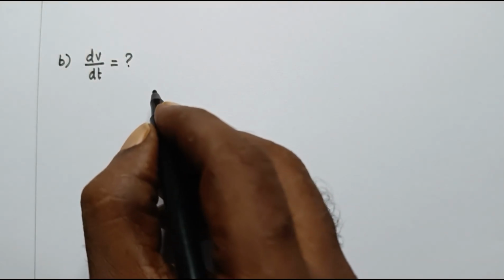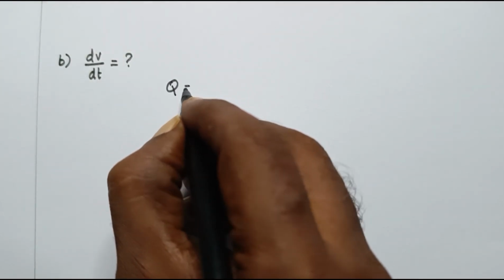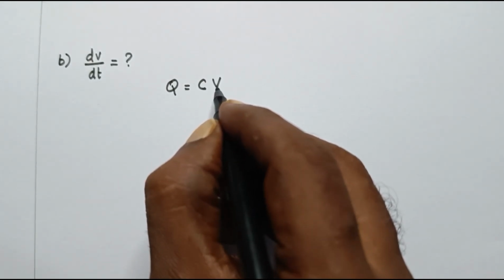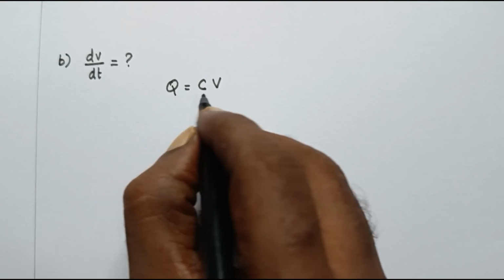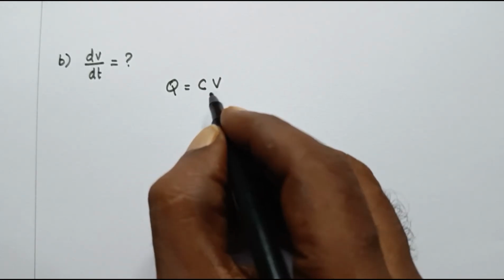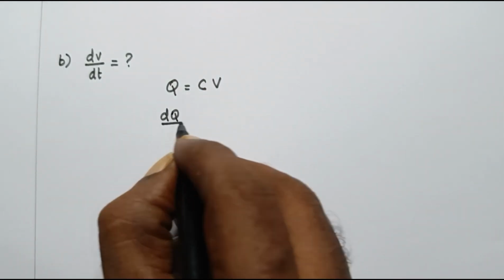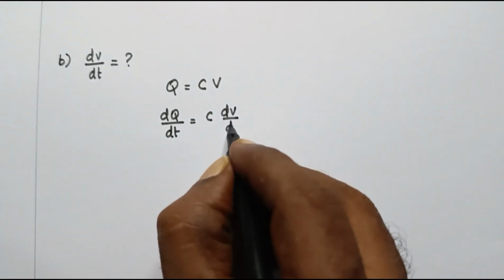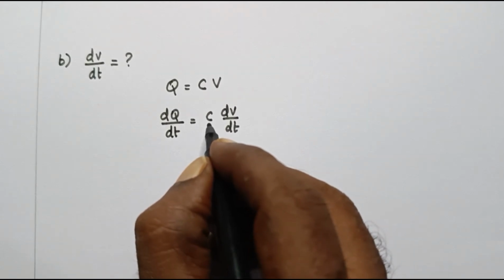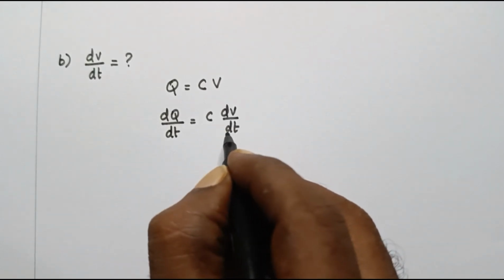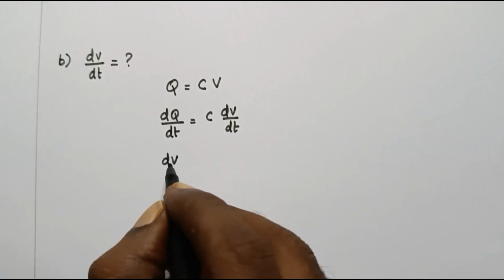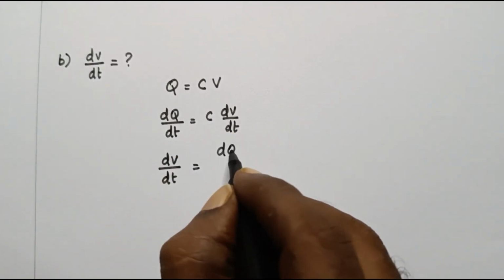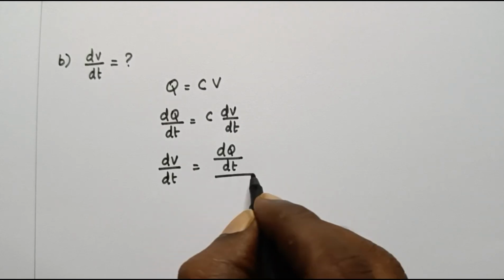The charge on the capacitor is given by Q is equal to C into V. Q is the charge, C is the capacitance, V is the potential difference. Differentiating this with respect to time, we will get dq by dt is equal to C into dV by dt. Here C is constant. We have to find the value of dV by dt. dV by dt is equal to, C will come to the denominator, so dq by dt divided by C.